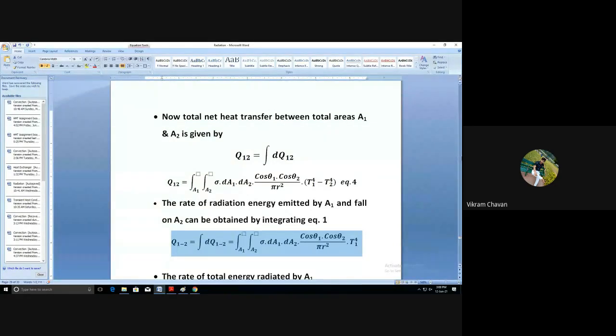So in equation number 1 there is the IB1. IB1 is nothing but EB1 divided by pi, and EB1 is nothing but sigma multiplied by T1 raised to 4. So we have replaced IB1 as sigma multiplied by T1 raised to 4 divided by pi in this particular equation. So that step I have taken directly.